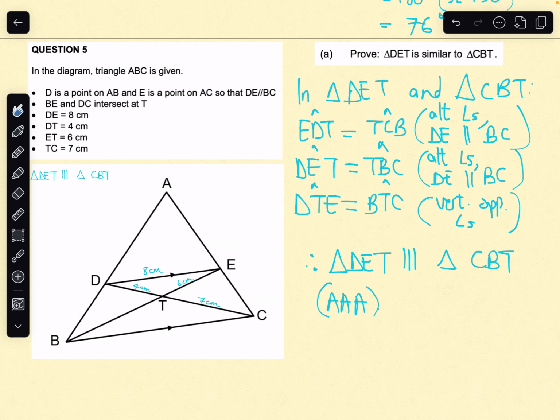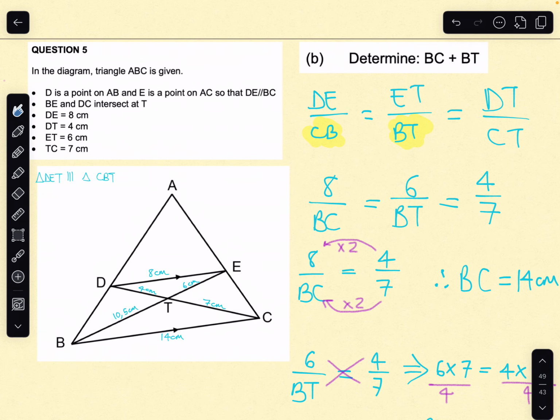Right, so we proved the similarity using the alternate angles and the vertically opposite angles. All is well. Next up, we do not use what I thought we were going to use. Triangles sides in proportion. So we have DE over BC is equal to DT over CT. Okay, so yeah, I had that too.